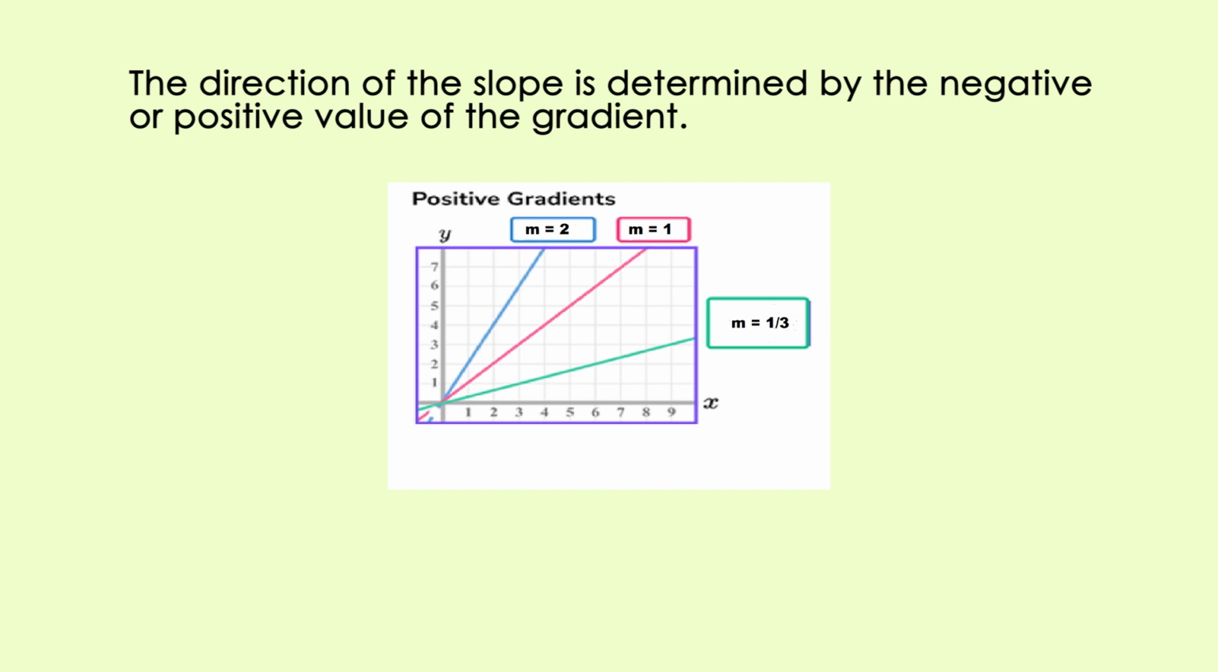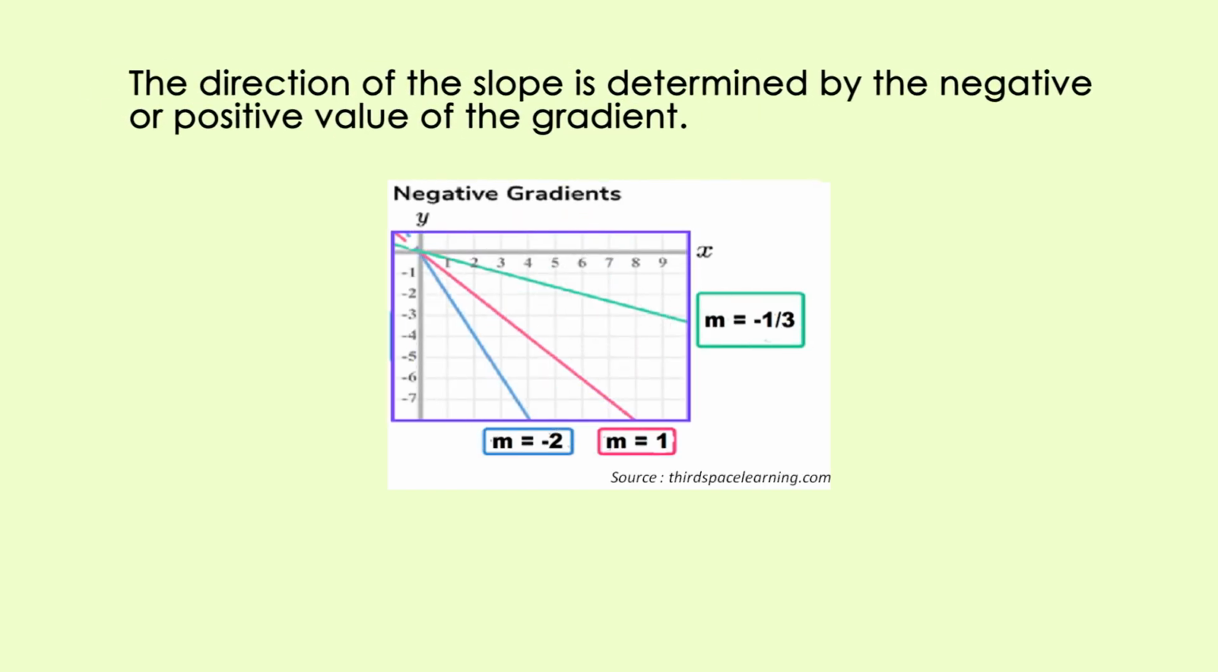For a positive gradient, the line faces upwards, moving from the bottom to top. For the negative value of gradient, the line faces downwards or moves from top to bottom.